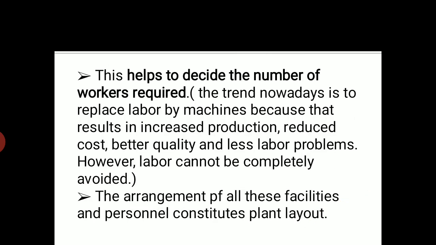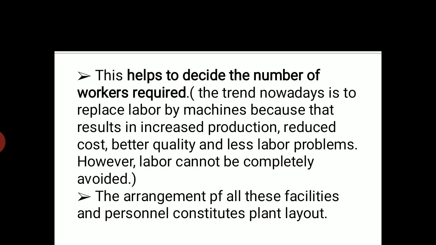Next, this helps to decide the number of workers required. Suppose I am using 5 machines. At each machine I may require at least 2 workers. That means one machine, 2 workers. If I have 5 machines, that means 5 machines plus 10 workers. This will be my requirement, and I have to adjust these many things in my available space. And when I do that, that means I am doing my layout. That becomes the fourth stage, when I decide the number of workers required.